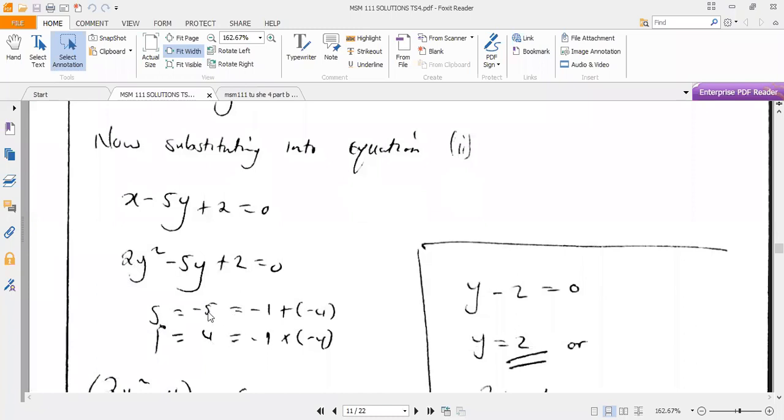when we add them, -5, and when we multiply them, 4? So the two factors are -1 and -4. Adding them, we get -5. Then -1 times -4, we get +4. Now since we start with the 2y squared, we have 2y squared minus this.